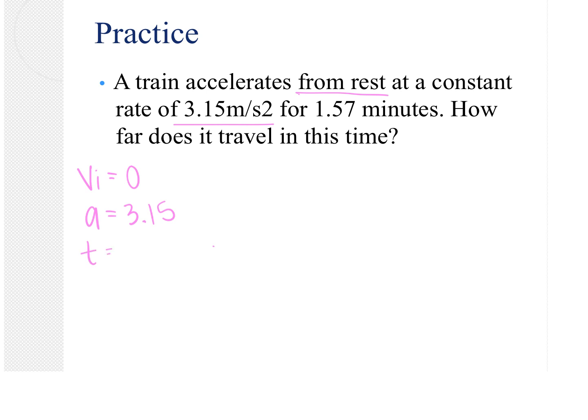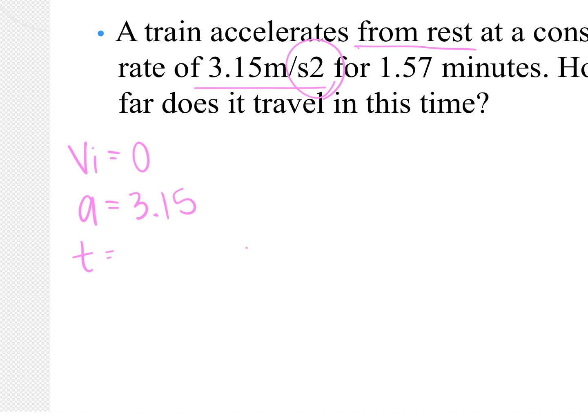And then it also tells me my time. Can I keep that time in minutes? I can't. I need to convert because my acceleration is per second squared. So I'm going to go 1.57 minutes, and to get that to seconds, I'm just going to multiply by 60. Right? I don't need to draw out a whole T-chart. I can just multiply that.